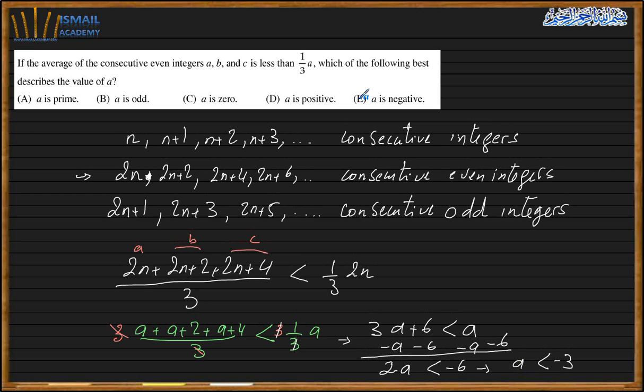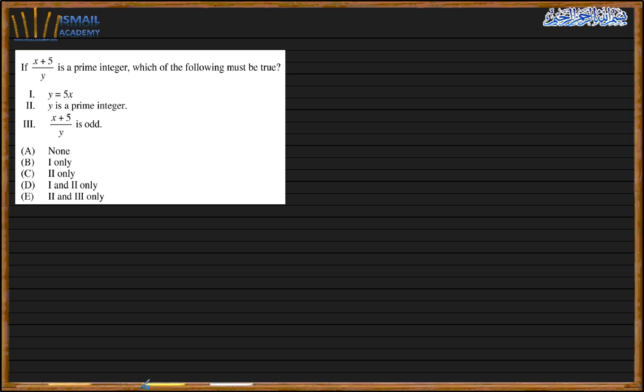If x plus 5 over y is a prime, assume prime, which of the following must be true? Is it y equal 5 over x? Okay, let's check. If y equals 5x, so what do we have? x plus 5 over 5x equals a prime number.